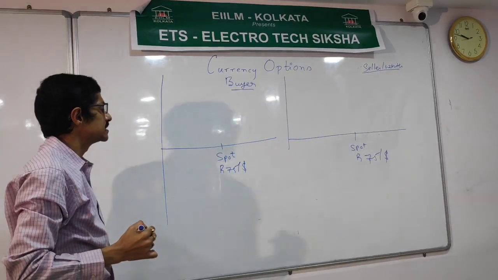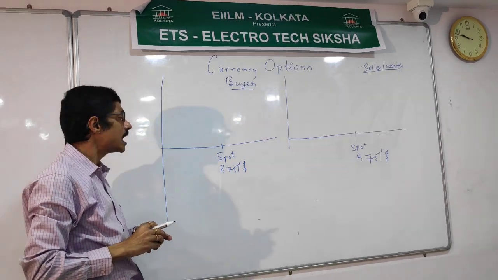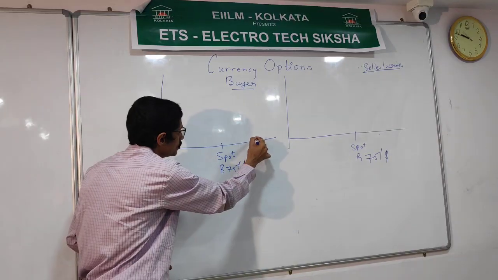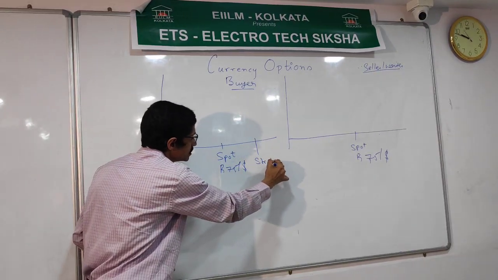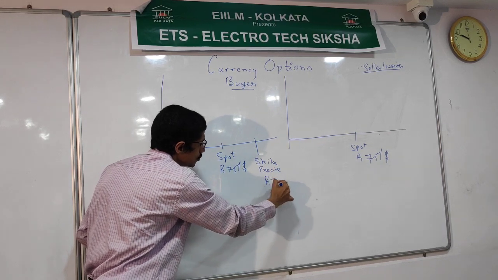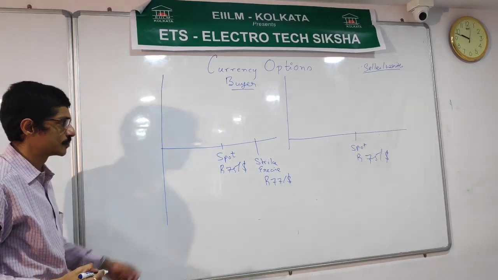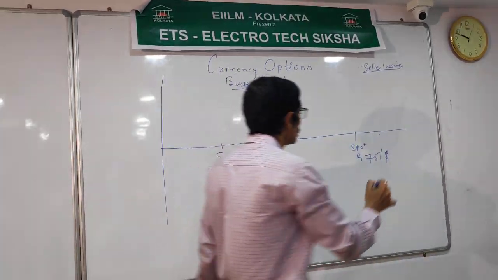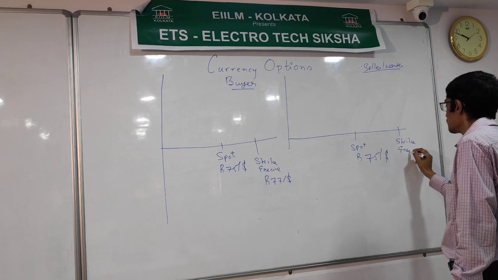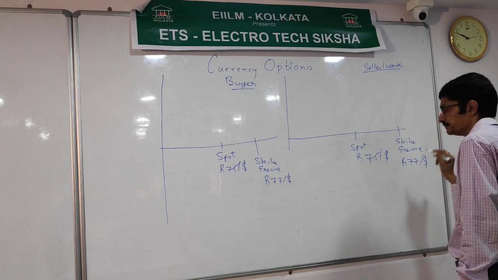Now, let us consider that this option is an out of the money option. So, in an out of the money option, what is going to happen? We agree at a strike price, also known as the exercise price. Let's say it is rupees 77 to the dollar. We agree to buy it from them at rupees 77. So here also the strike price or the exercise price is rupees 77 to the dollar.